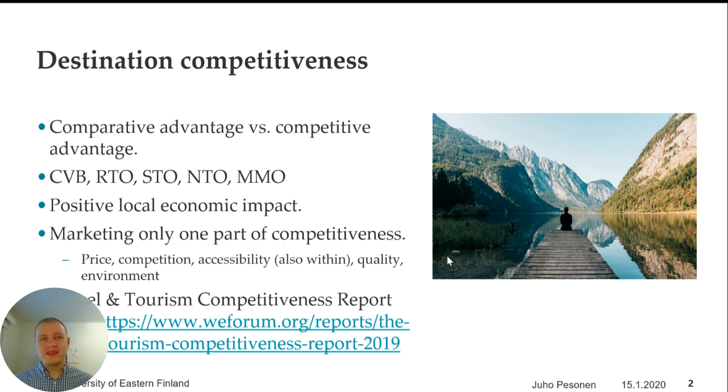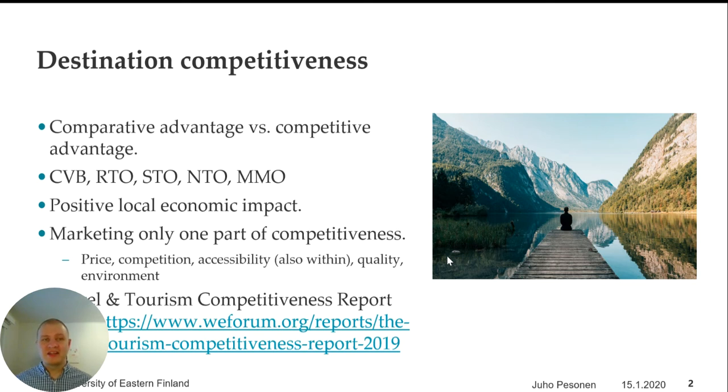In the competitiveness discussion, we have two different kinds of advantage. We either have comparative advantage or competitive advantage. How I like to understand this is that all destinations have certain kinds of resources available to them. Some destinations have fantastic beaches, some have local culture, others have safety, some have beautiful mountains. All of these provide comparative advantage compared to other destinations.